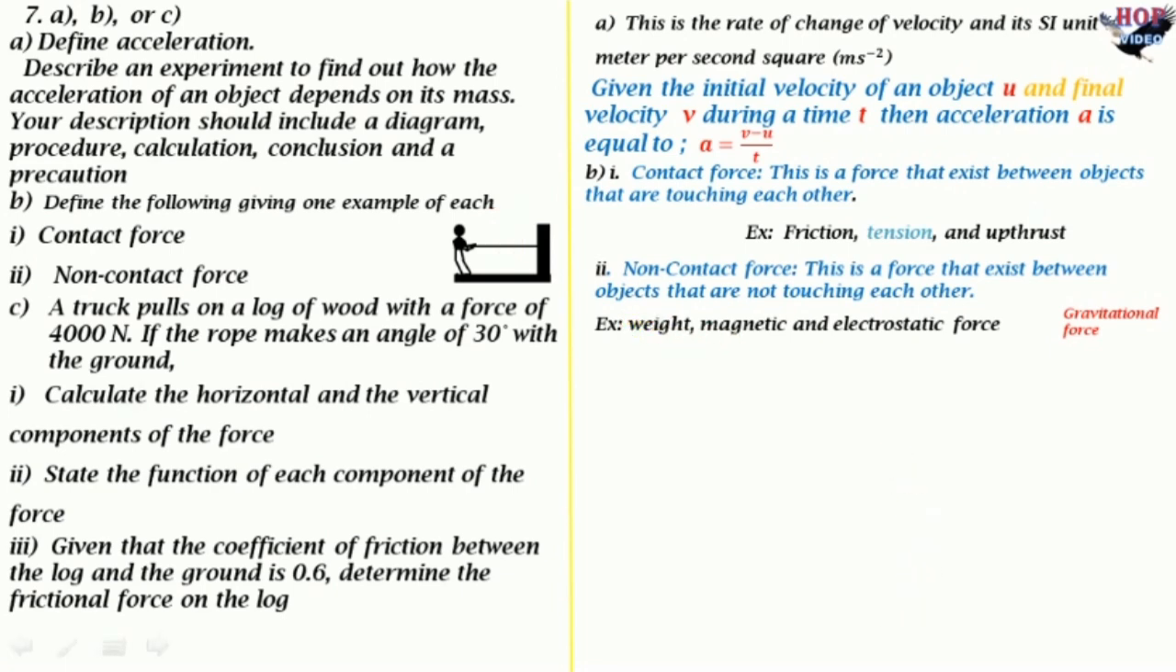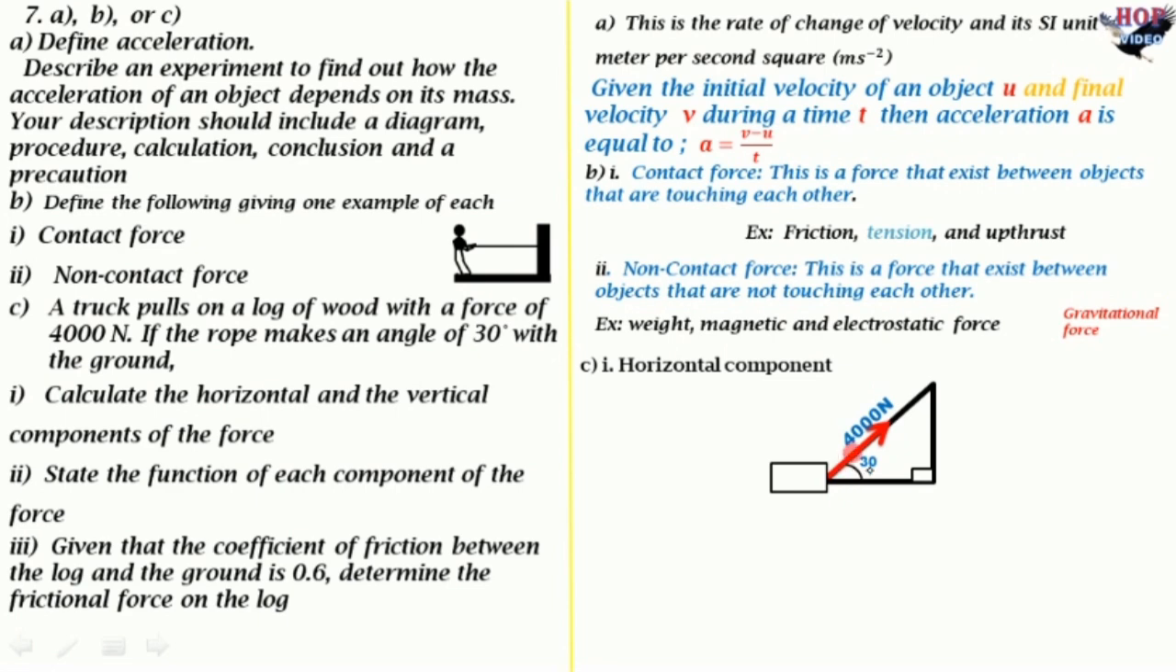Let's move to the C part of the question that talks about a truck pulling a log of wood with a force of 4,000 Newton at an angle of 30 degrees to the ground, or to the horizontal. Let's see how the setup looks like. Here we have the log of wood, then the force 4,000 Newton acting at an angle of 30 degrees to the horizontal. The first one asks us to calculate the horizontal component.